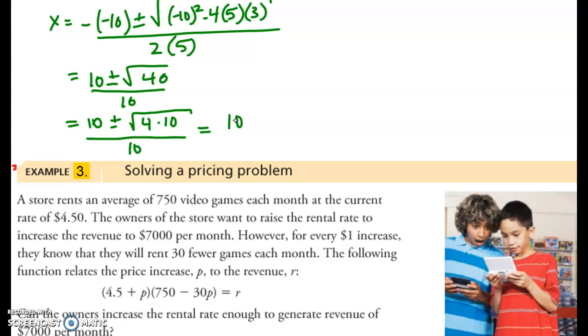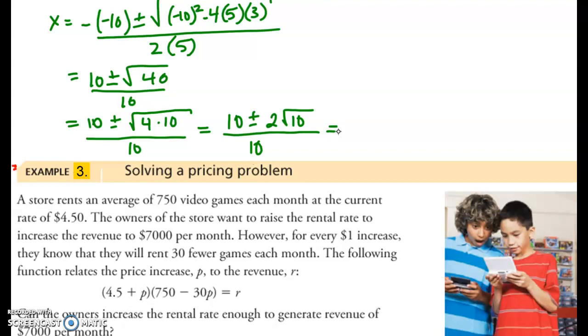Okay, so 10 plus or minus. Now, the square root of 4 is 2. So take the square root of 4. We can't take the square root of 10. It is not a perfect square. It stays under the square root sign. Okay, so now we can just do one more step to reduce this.